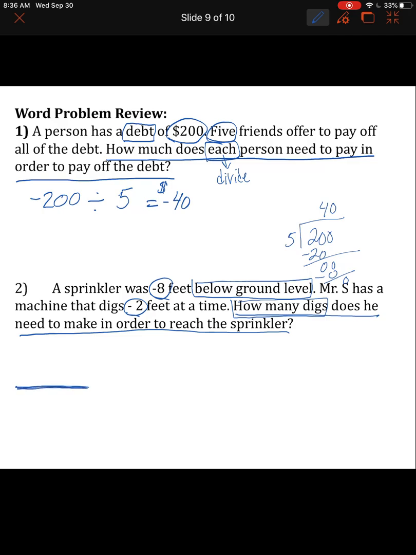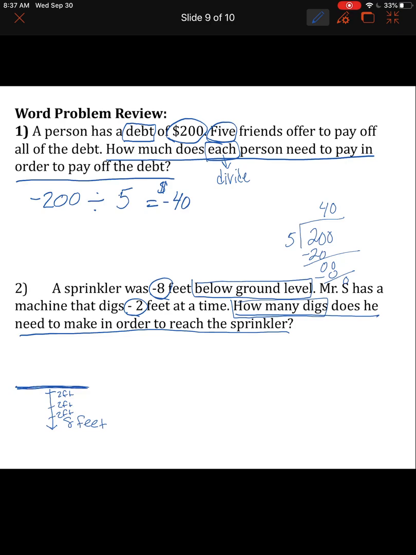So here's our ground. The sprinkler is 8 feet down here. Okay? Mr. S has a machine that is digging 2 feet at a time. So there's 2 feet, there's 2 feet, there's 2 feet. Okay, until you get all the way to 8 feet. So how many digs does he need in order to reach the sprinkler?